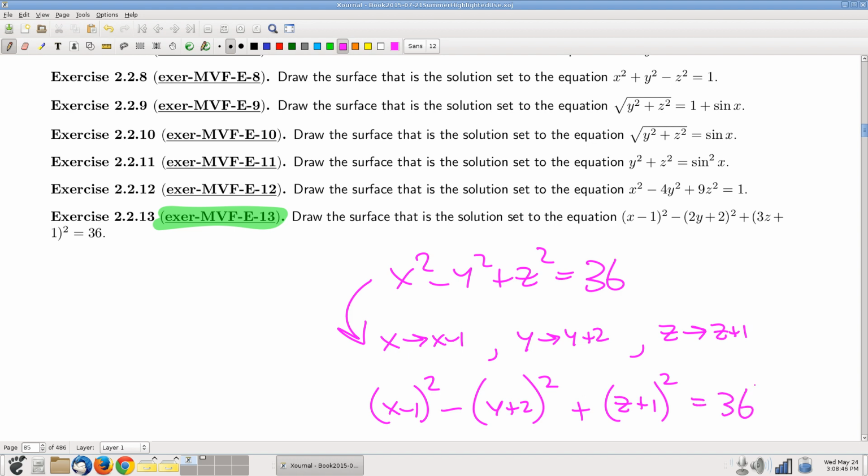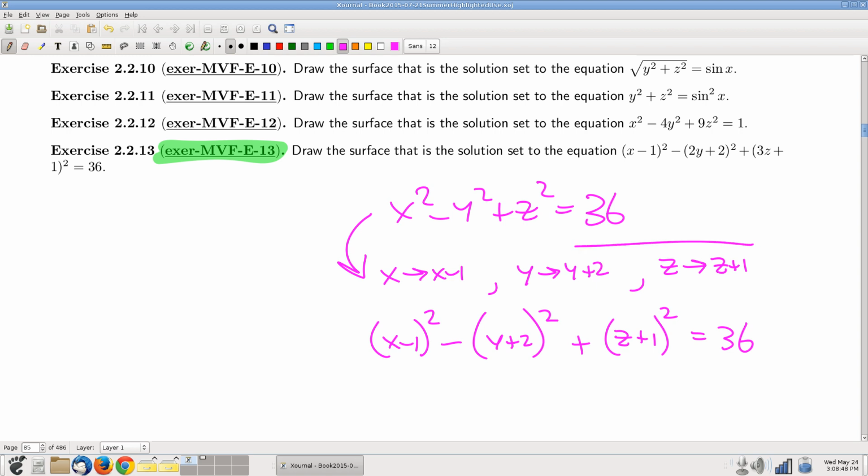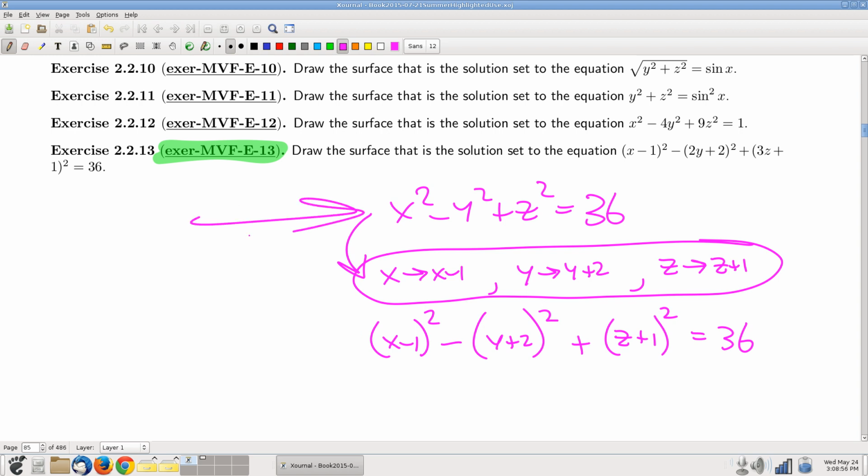Now, I wrote this as 3 different substitutions, but each one of these corresponds to a translation. So altogether, we're just taking this hyperboloid and translating by a vector, the vector being 1, -2, -1. Okay, so that turns into that.